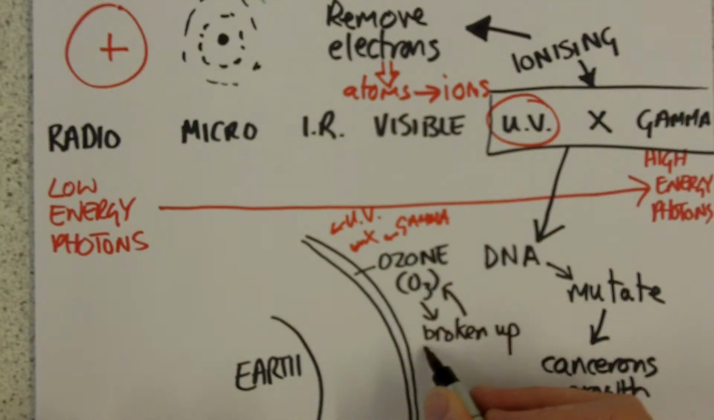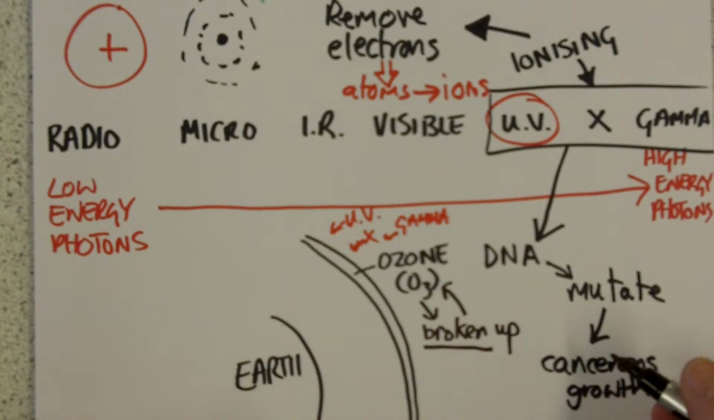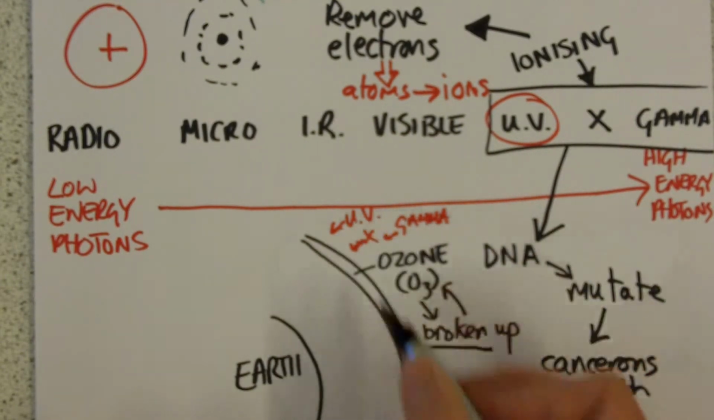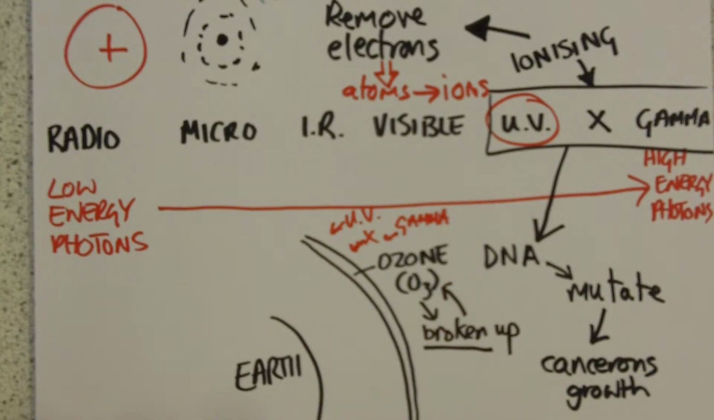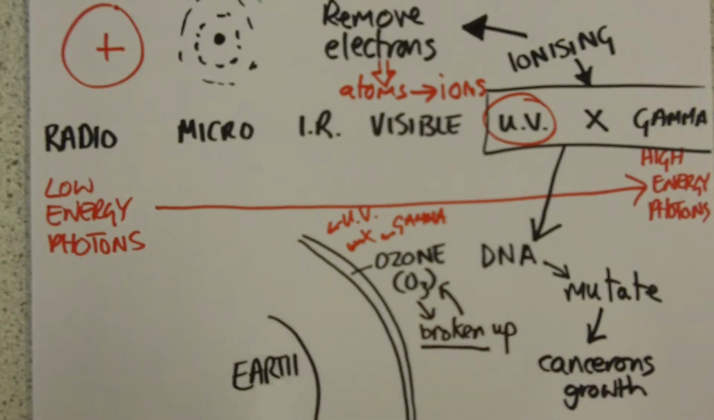But the act of breaking up means that these are effectively stopped or absorbed before they get through the ozone layer. So most of these are prevented from getting towards the Earth. And if the ozone layer wasn't there, then certainly I think human beings would have died out long ago, because we'd have been irradiated by all of these high energy ionizing radiations.